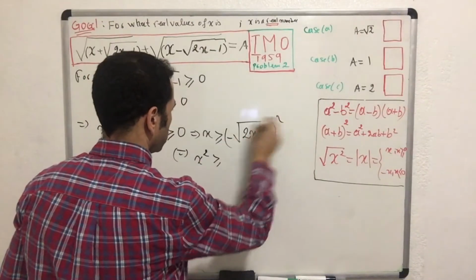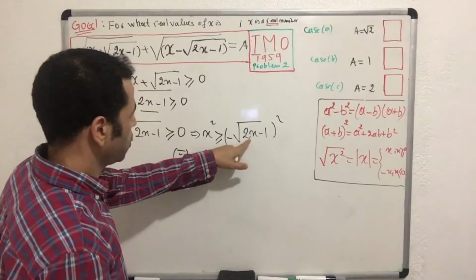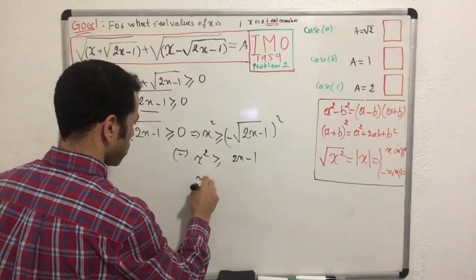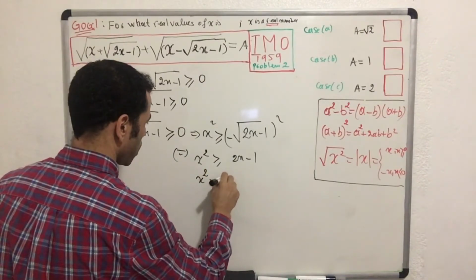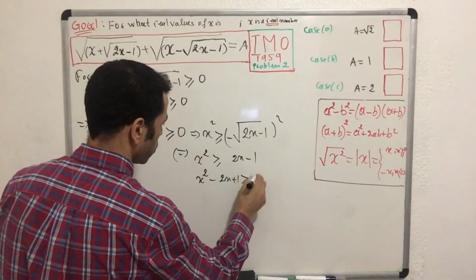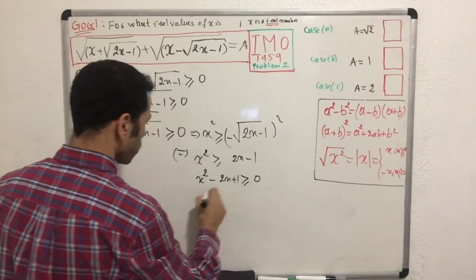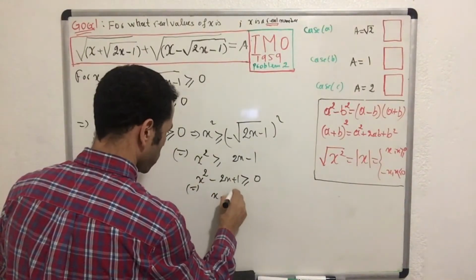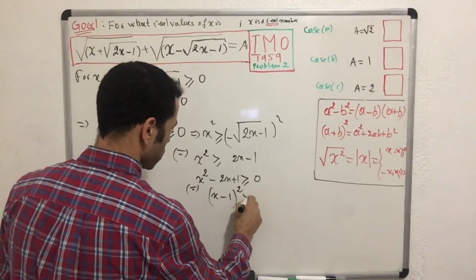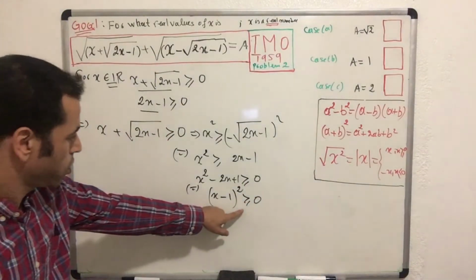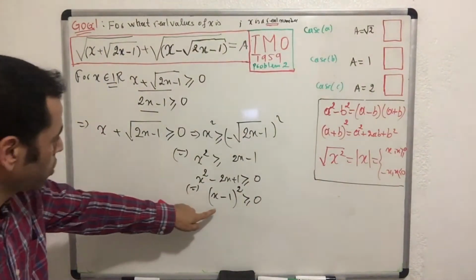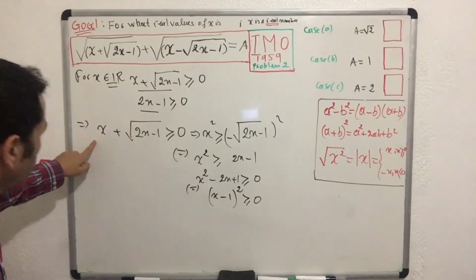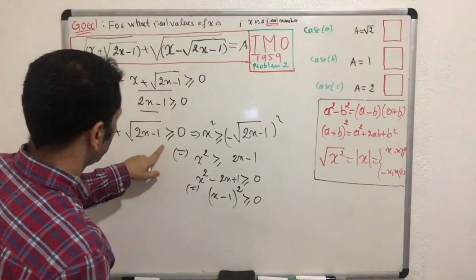So this one becomes 2x minus 1. Let's put this term on the other side. x squared minus 2x plus 1 superior or equal 0. Okay, what is this? This is x minus 1 quantity squared, superior or equal 0. So this statement is true. That means this quantity is superior or equal 0.